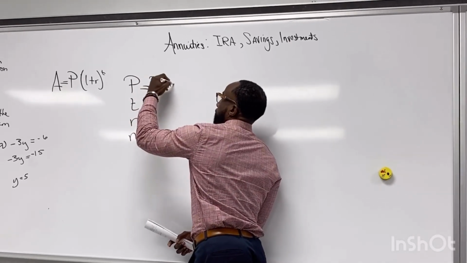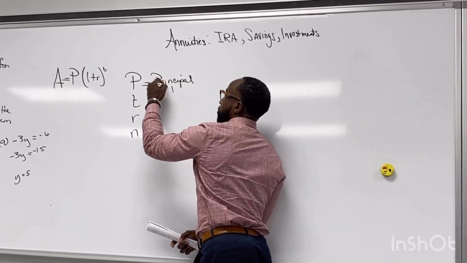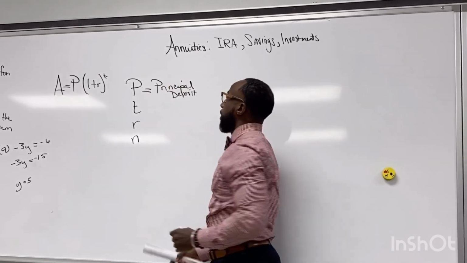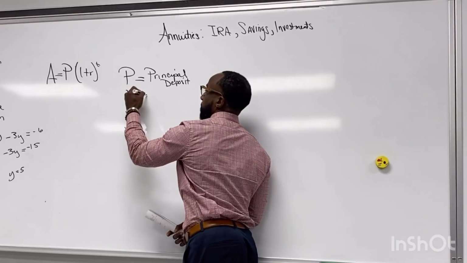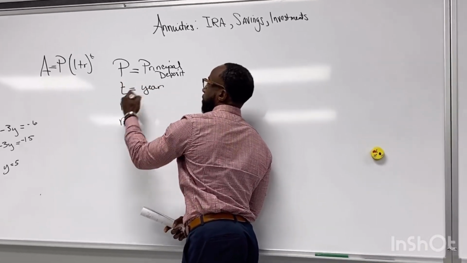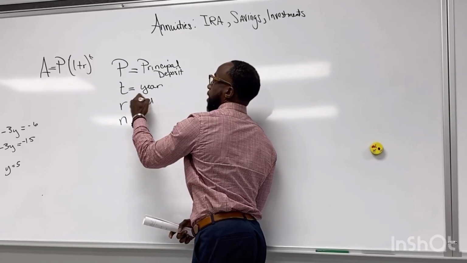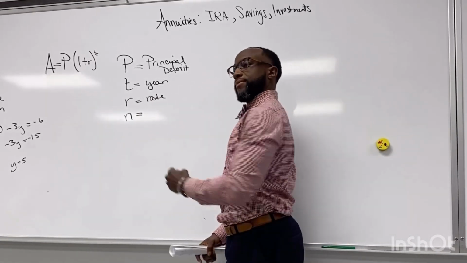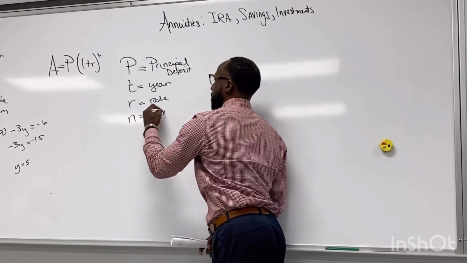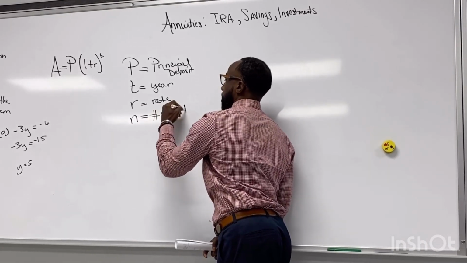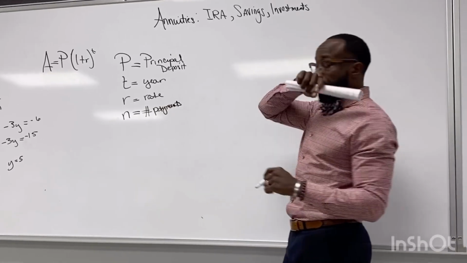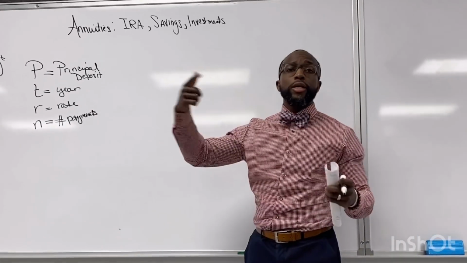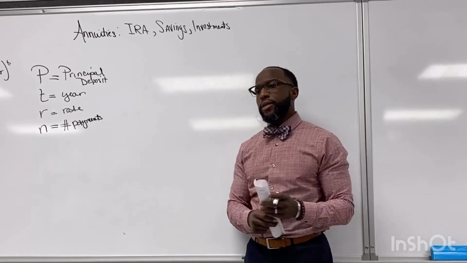P is the principal, and the principal is usually like a deposit. T represents time, which is always in years. R is rate, which is always in a decimal. And N represents the number of payments per year. Today we're going to talk about calculating the annuity amount, and we'll look at the interest as well.